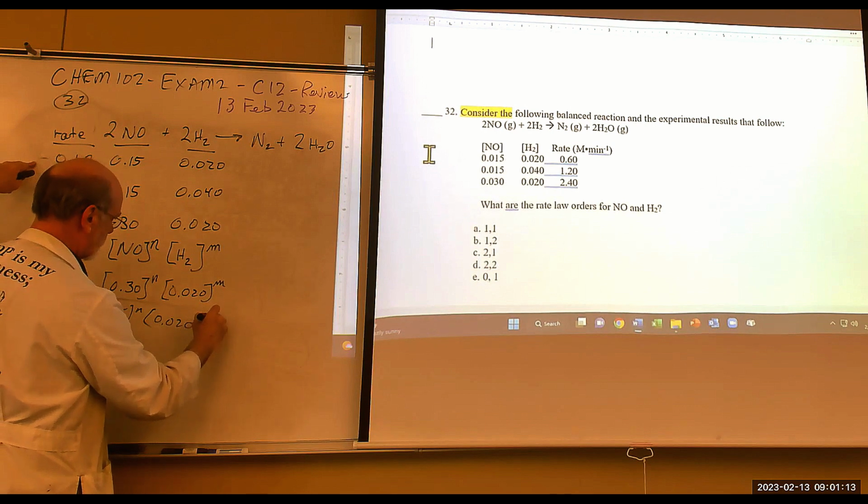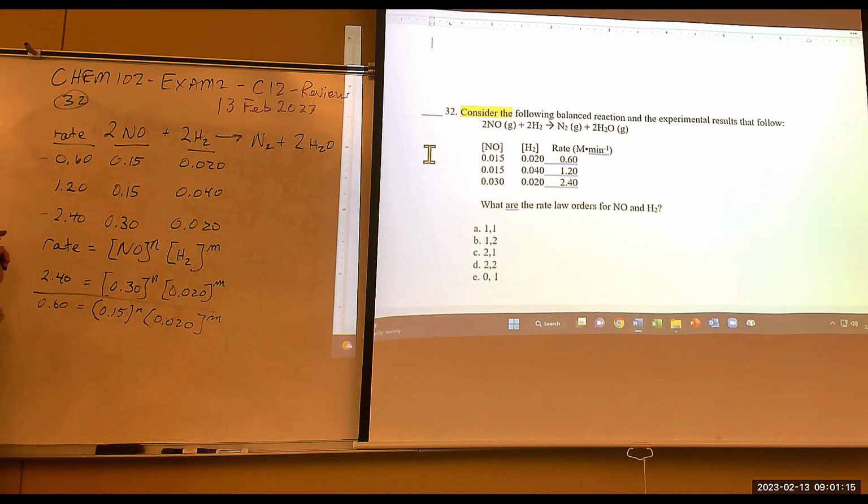Or did I leave something out? Let's see what I left out. It looks fine to you? No. Every rate law has a constant. I planned it that way.